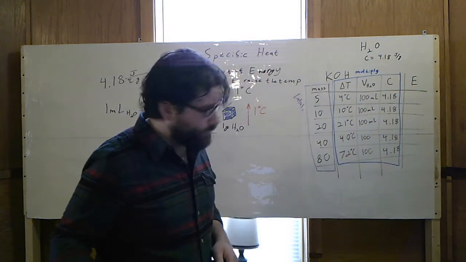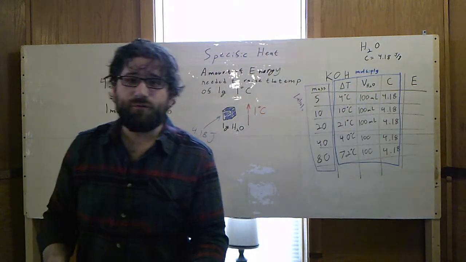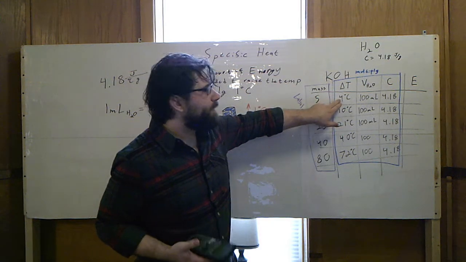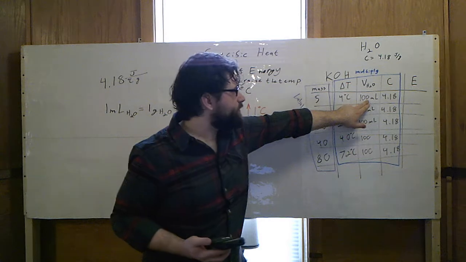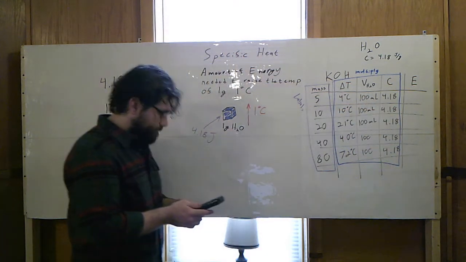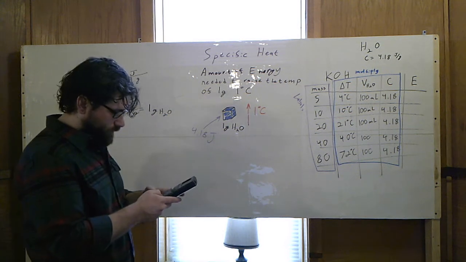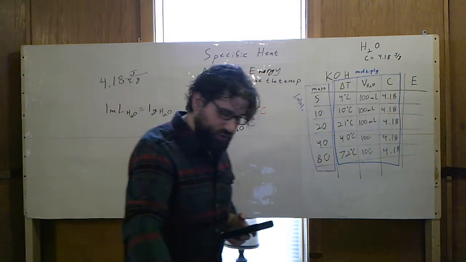And that'll give me the result of the energy. So let's do the first one together. At the mass of 5 grams, my temperature went up 4 degrees for 100 grams, and the specific heat is 4.18 joules per gram. So I just take 4 times 100 times 4.18. This is already a fairly large number.